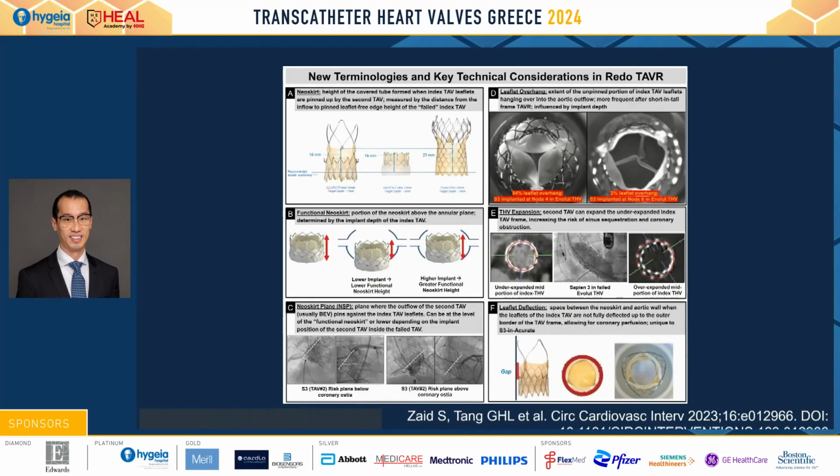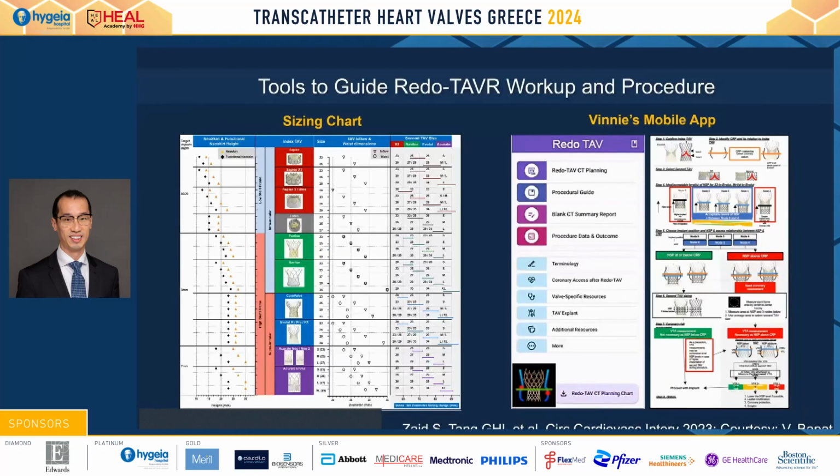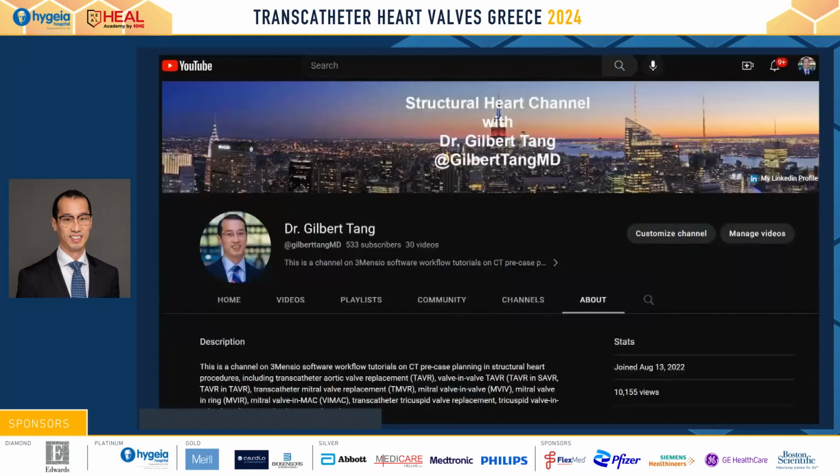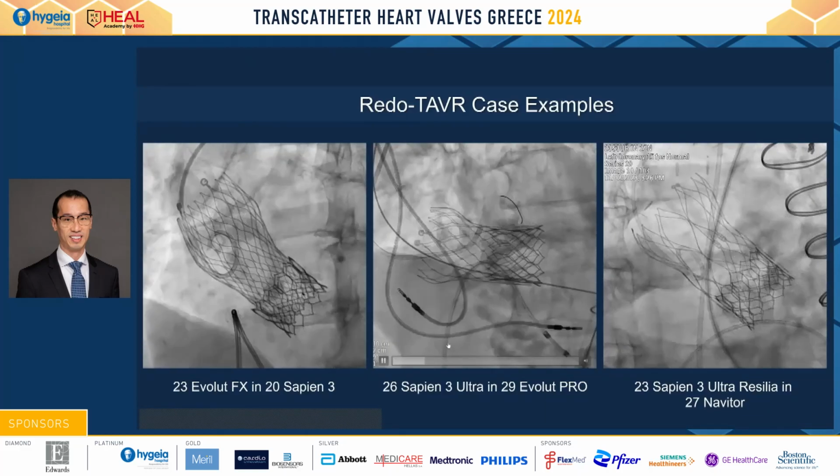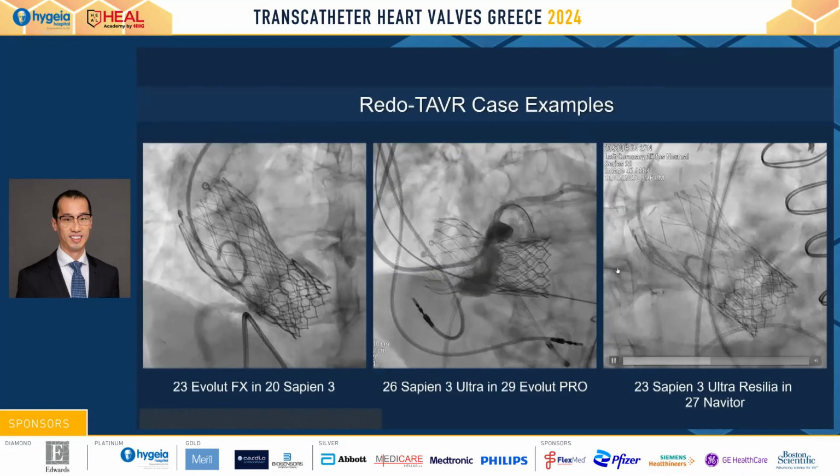And there are now new vocabularies to learn to be able to figure out some of the nuances involved. But thankfully, we have sizing charts now, and Medtronic just launched its Redo TAV app. You can see that here on the right side of the screen, it walks you through the whole workflow of how to reevaluate patients with failed TAVR for redo TAV feasibility. I also have a YouTube channel that shows you how to perform CT workup, and it will be updated soon. And you can see here some examples of redo TAVR of different combinations.